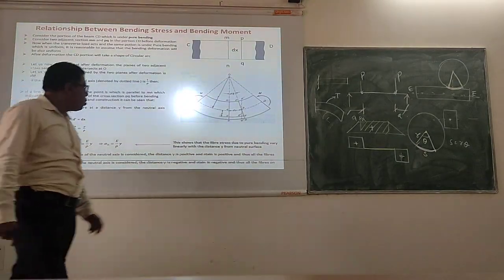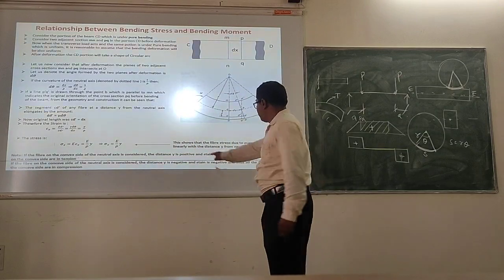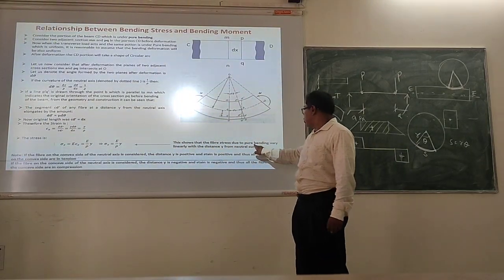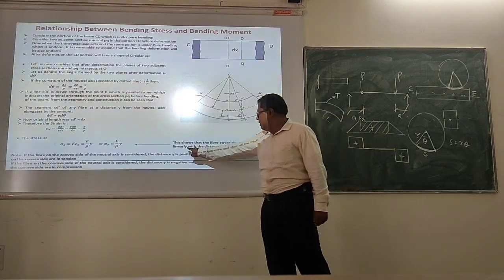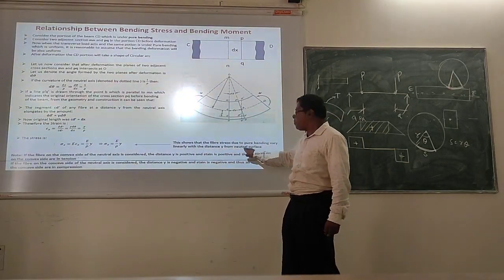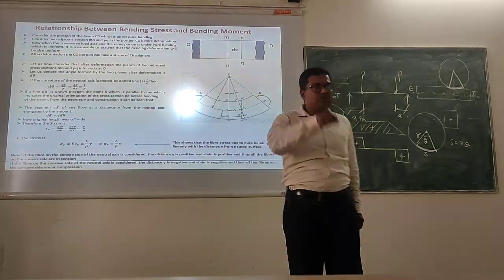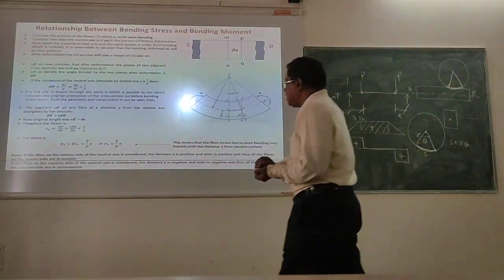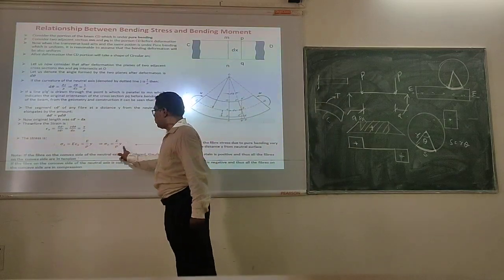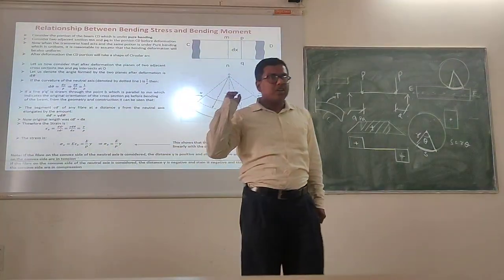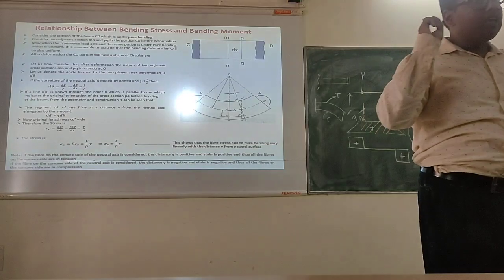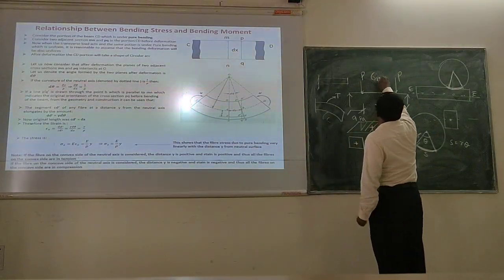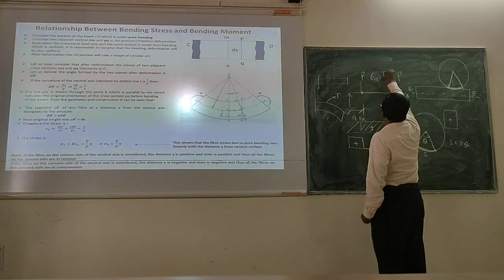So you see, this shows that the fiber stress, what does it show? It shows that fiber stress due to pure bending varies linearly with the distance y from the neutral surface. Have you understood? Because E is constant, rho is constant. So if I take this part as constant, what does this equation become? It's the equation of a straight line. Sigma x equal to E by rho into y.